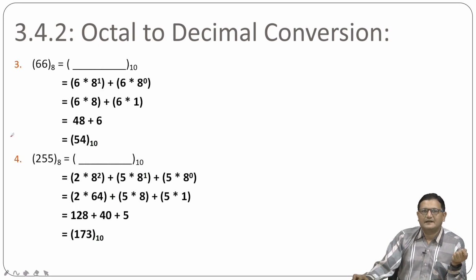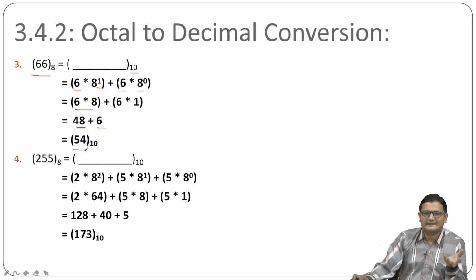Similarly, another octal number is given for your practice, 66, and you need to convert it into decimal form. A 2 digit number is given, so 6 and 6 are the first and second digits. We multiply them with 8 raised to 0 and 8 raised to 1. 8 raised to 1 is 8, 8 raised to 0 is 1. 6 times 8 is 48, so we write 48 here, and 6 into 1 is 6. 48 plus 6 makes 54, so 54 is the decimal number.